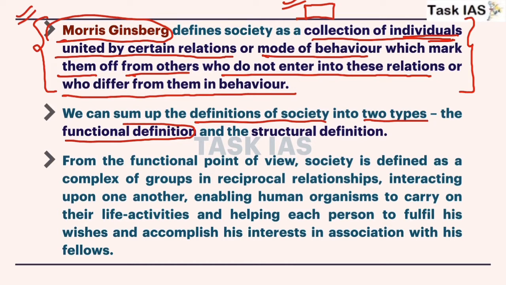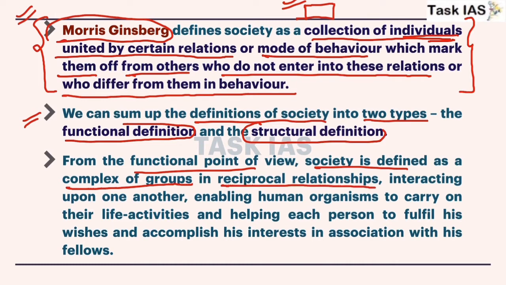We can sum up the definitions of society into two types. First is the functional definition and second is the structural definition. So we can define society from two perspectives. From the functional point of view, society is defined as a complex of groups in reciprocal relationships. So here the functional view of society is observed, and in the functional view you can even add the functionalist school of thought, their point of view.